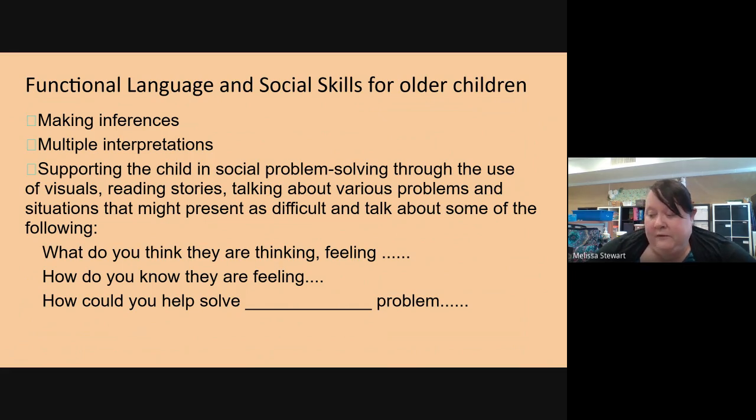And supporting the children in social problem solving through the use of visuals, reading stories, talking about various problems and situations that might present as difficult, and talk about some of the following. So you want to talk about what do you think they are thinking or feeling, a friend, for example, or a character in a story. How do you know they're feeling that way? And how could you help solve the problem?